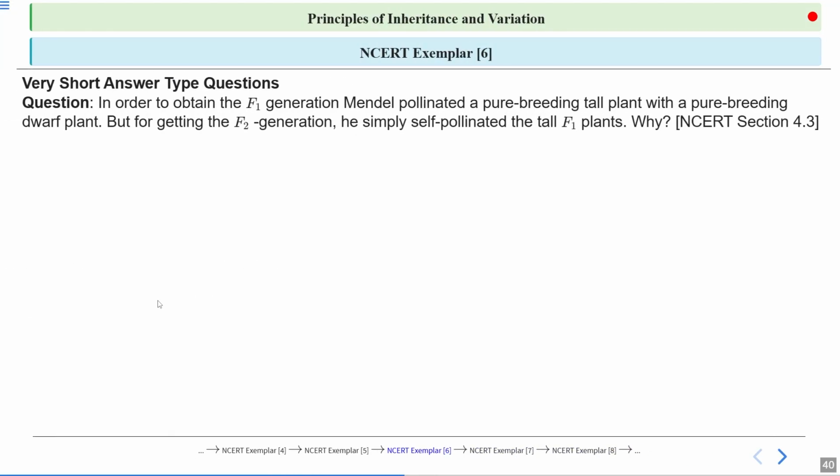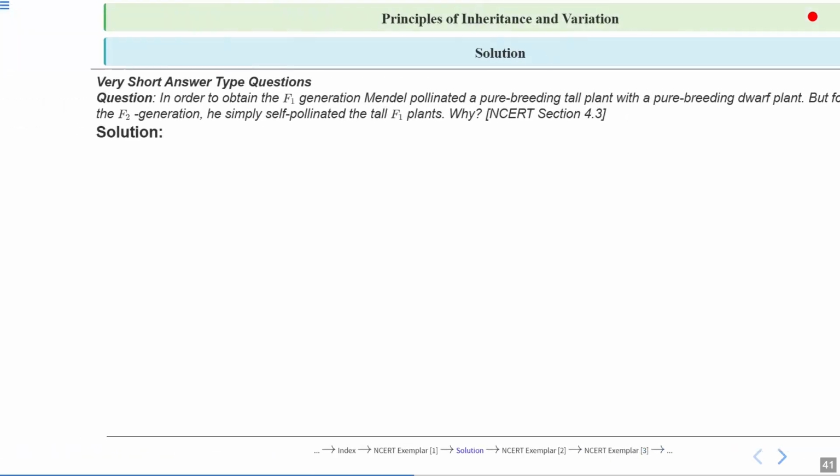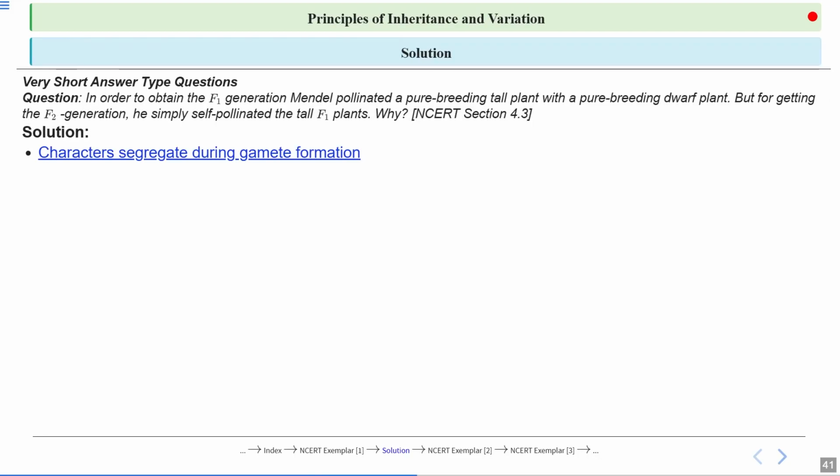The next question: in order to obtain the F1 generation, Mendel pollinated a pure breeding tall plant with a pure breeding dwarf plant. But for getting the F2 generation, he simply self-pollinated the tall F1 plant. Why? So Mendel cross-pollinated the parental generation, but self-pollinated the F1 generation. What is the reason for that? Let's have a look at the answer. This is a very good question.